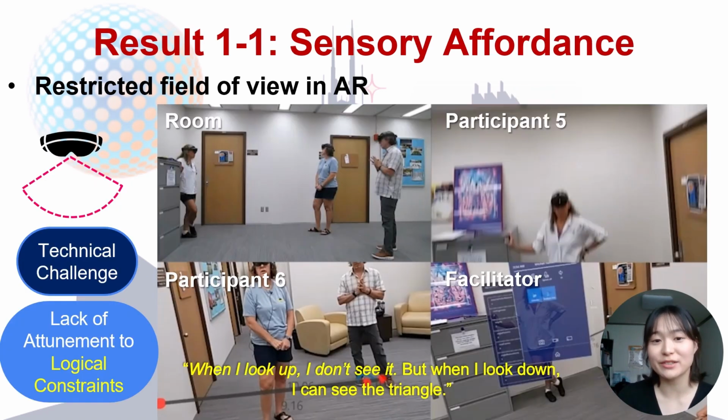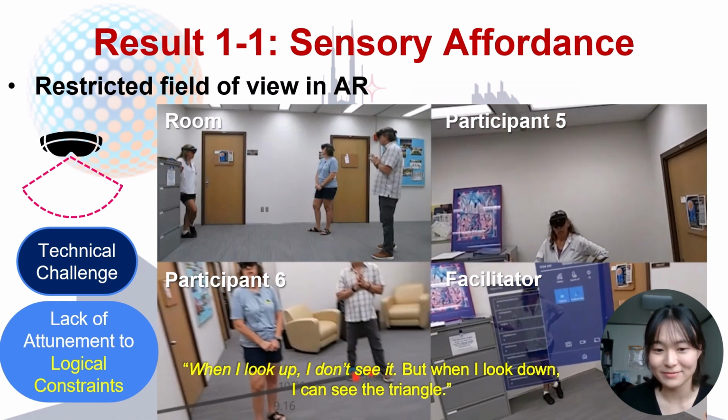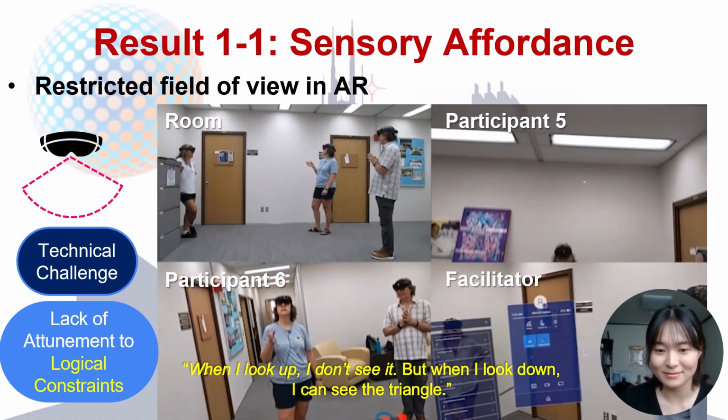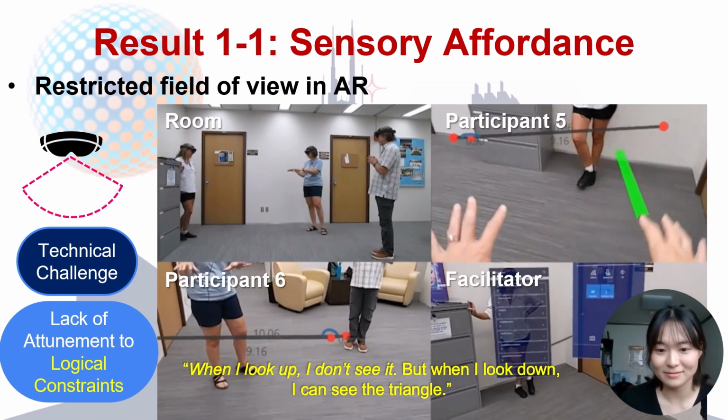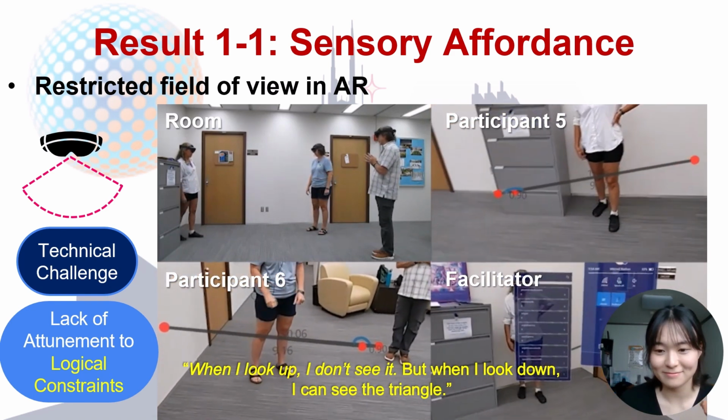Let's start with sensory affordances. Some problems are technical, but others happen because teachers weren't familiar with AR rules. For example, the limited field of view made it hard to see AR objects. Sometimes, teachers even thought the objects disappeared because they weren't attuned to the logical constraints of AR. Let's see in here. When I look up, I don't see it. I have to look down to see the triangle.